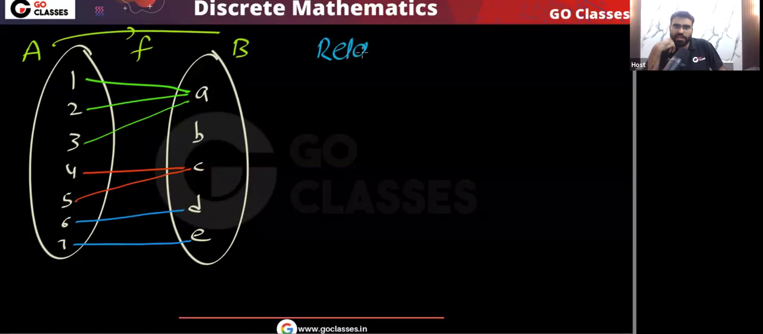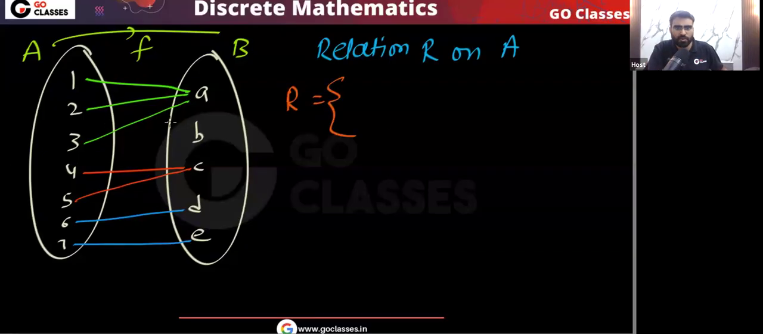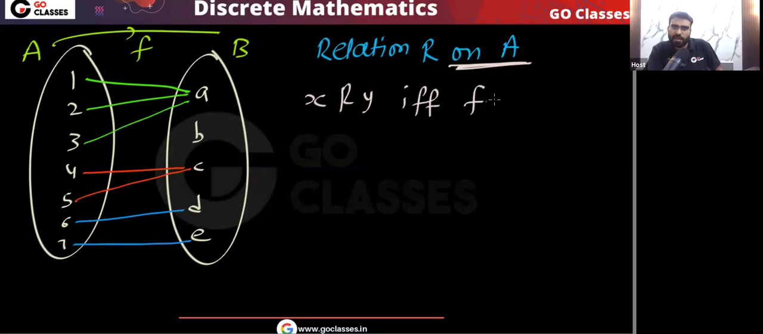Now we are defining a relation. We are defining a relation R on set A. Okay, so you already know what this relation R is. We are saying that X is related to Y if and only if Fx and Fy are the same, their images are the same, then they will be related.